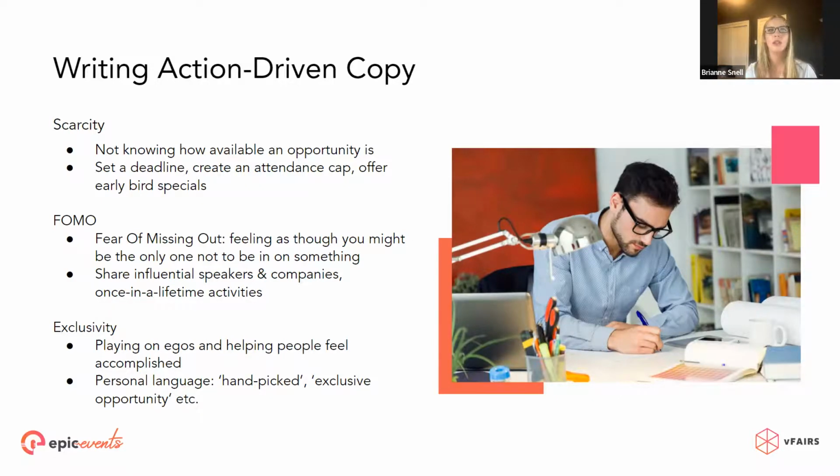And so you can create scarcity by putting a deadline on your registrations and sales. You can create a capacity for your event, even if it's a virtual event and you do have unlimited capacity. There is still a little bit of a feeling of scarcity, and it makes it a little bit more effective if you just have a certain amount that you would like to invite. Or having early bird specials or different discounts for people who act sooner. That's a really good way to drive action right up front.